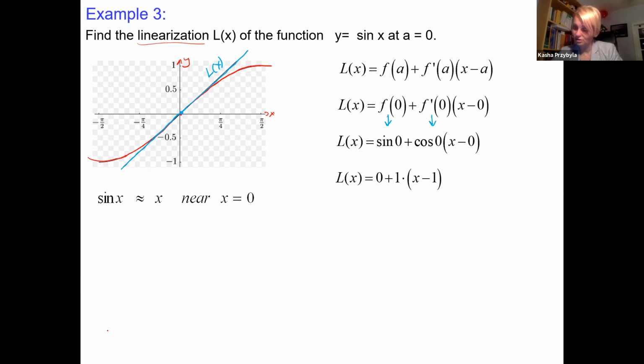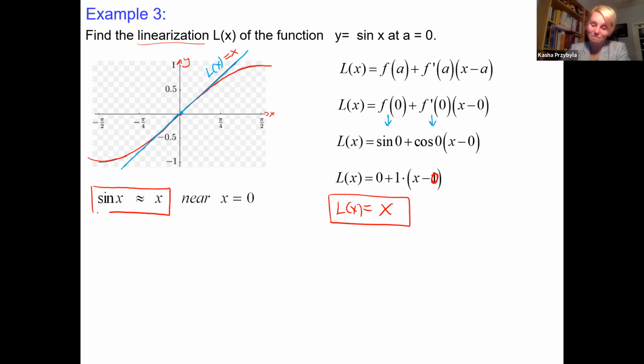I should actually not ignore 0, 1. That's supposed to be 0, and it's just x. Okay, that means this line is simply x. Yeah, y equals x, or L of x equals x. This means it's just 1x. That means this is nice because we can say that the sine function, sine of x, behaves like x near 0, of course, only close to 0.